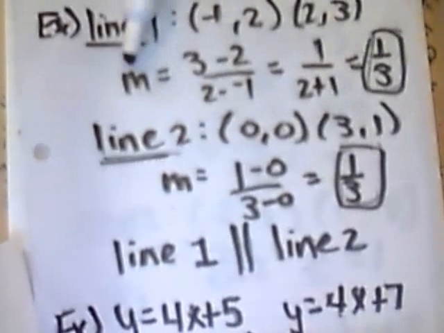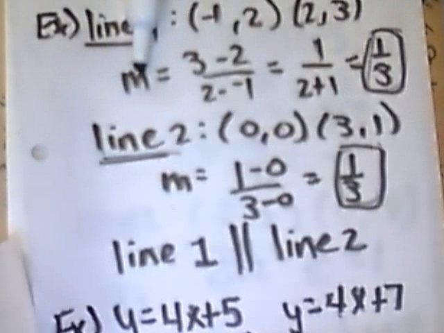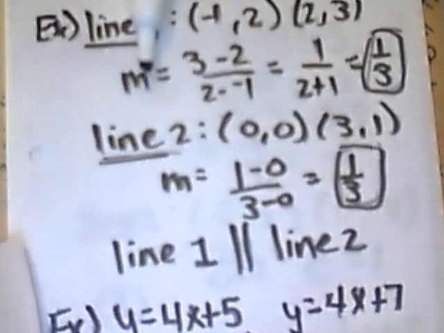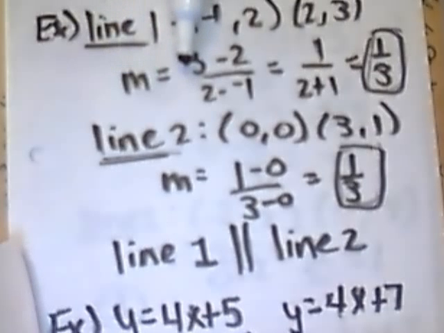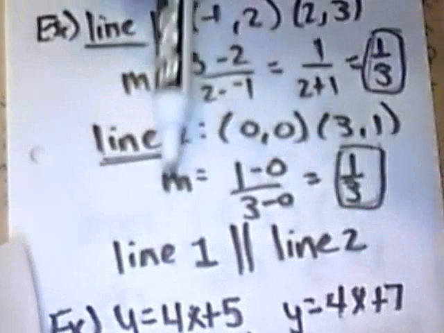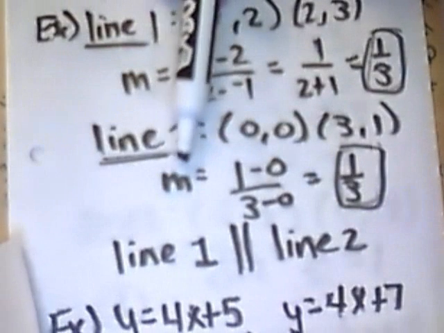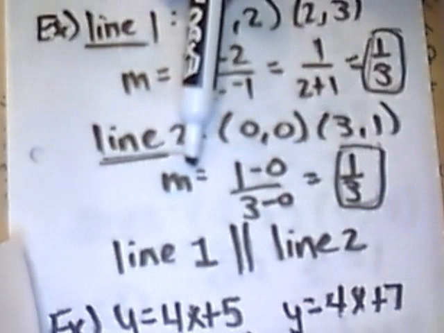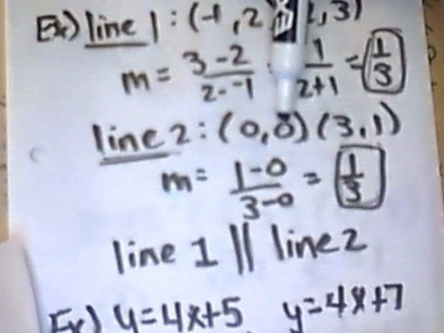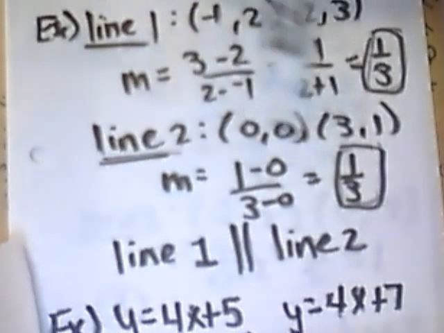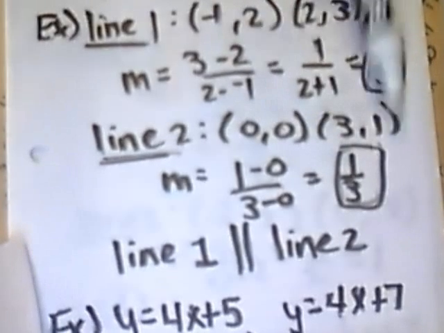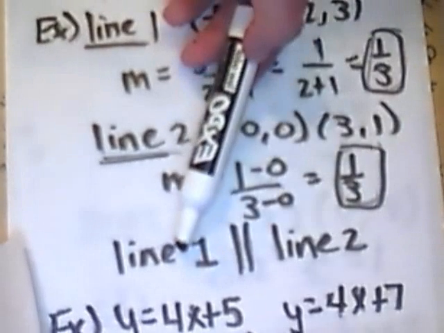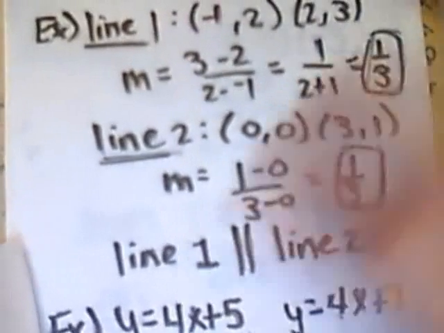Alright, first you got to figure out the slope of the first line. So again, we're going to use our y2 minus y1 over x2 minus x1. So for line 1, my slope is 3 minus 2 over 2 minus negative 1, which is 1 over 2 plus 1, which is 1/3. Then I'm going to find the slope of my second line, so I'm going to do 1 minus 0 over 3 minus 0, which gives me 1/3. Since 1/3 equals 1/3, I know that line 1 is in fact parallel to line 2.